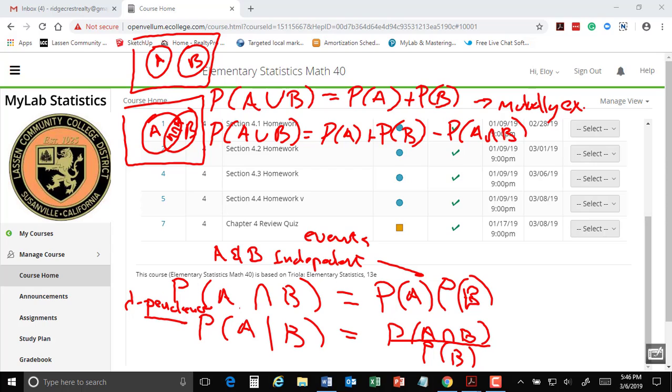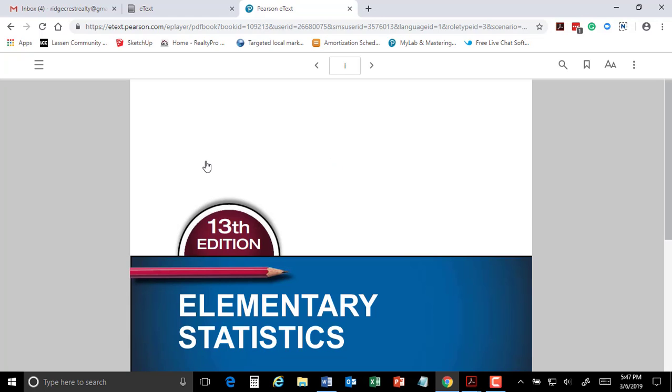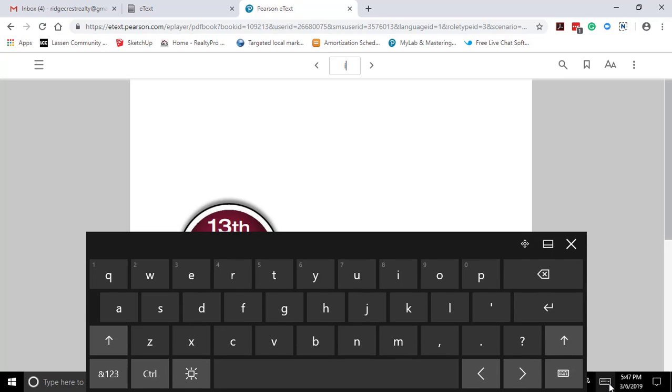Is this okay? Okay, so now that we got that under our belt, let's take a look at this homework thing. We were on 4.2, 4.3, and 4.4. I left out 4.5 because that has to do with simulations. It's kind of cool, but I don't know if it's worth it at this point.